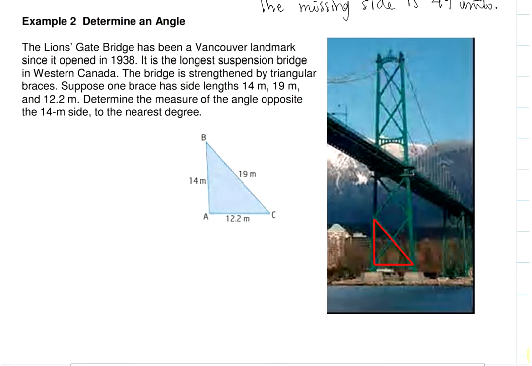Okay, so here we have a triangle that is side, side, side. Okay, which means you're going to use the cosine law. And this is side b, this is side a, and this is side c. And you want to determine the measure of the angle opposite the 14-meter side to the nearest degree, which means that you want to find angle C. Okay, so if I want to find angle C, then I need to use the version of the cosine law that will ask me to use the cos of c.